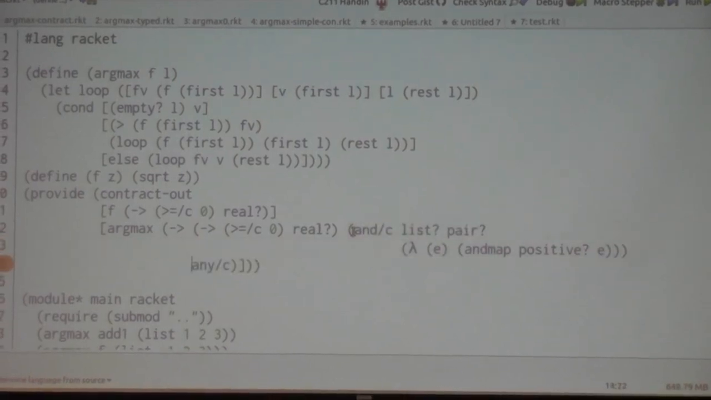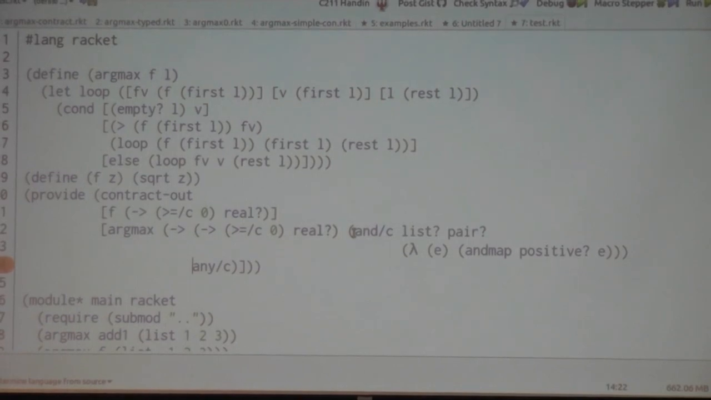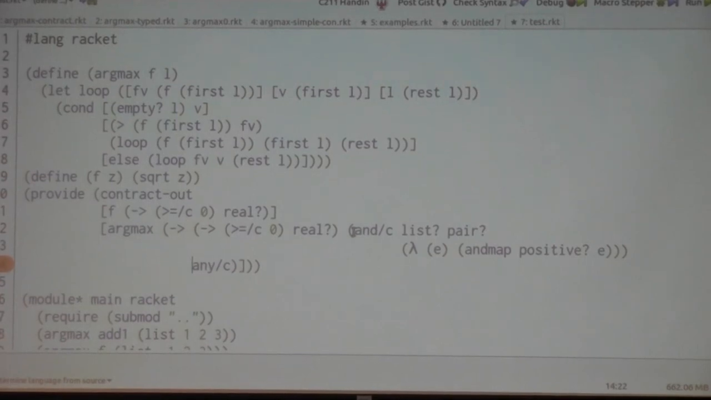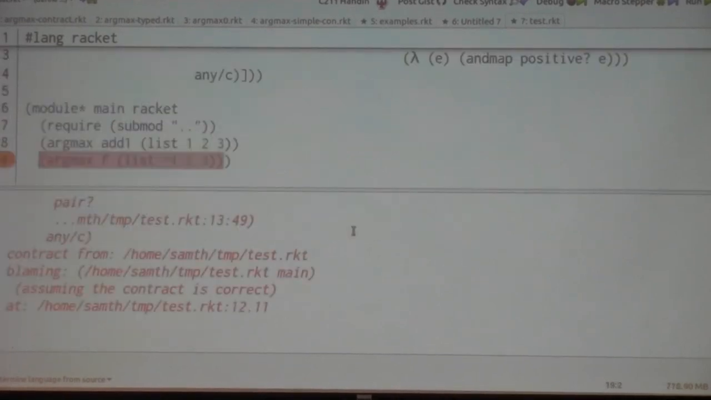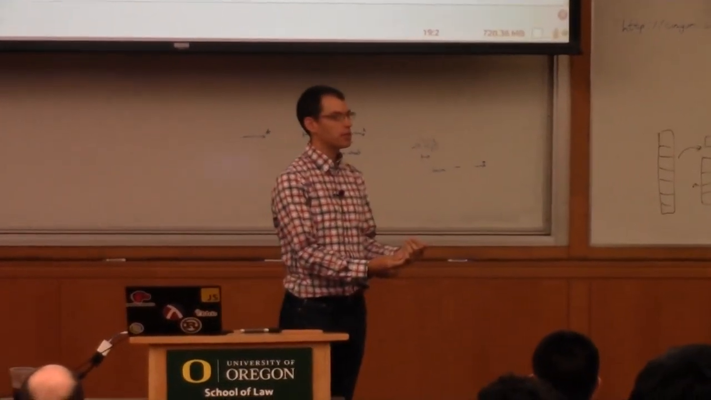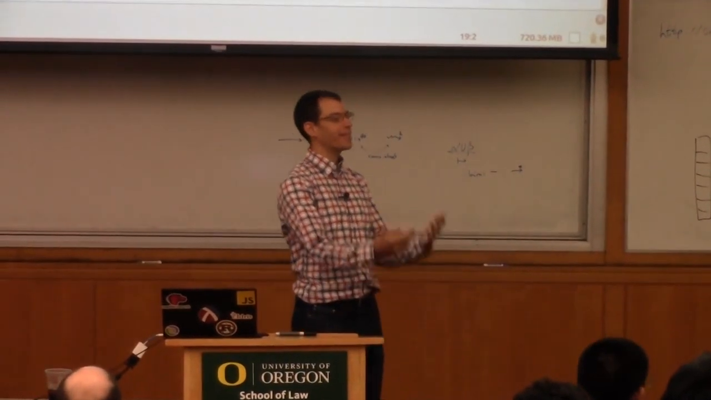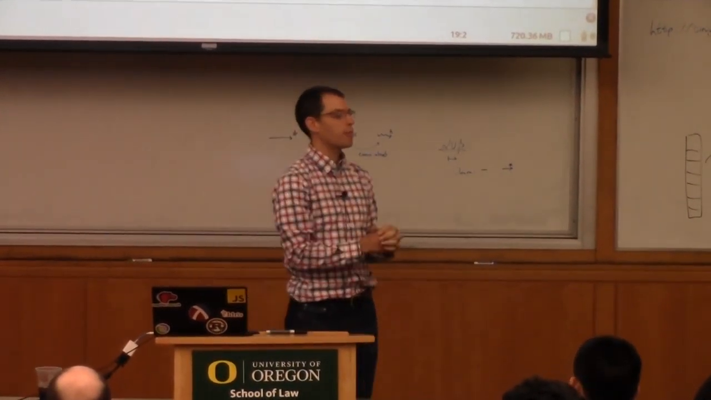Now we'll add another contract which says that our list of numbers has to all be positive. So now Argmax defends itself more. And now it's back to the main module's fault again for passing this list of numbers that isn't all positive. So we can push the blame around here: each person that gets blamed adds a stronger contract that ensures that it's not their fault.